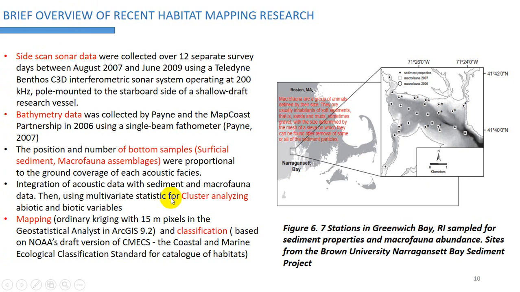And in this paper, they also use a method called cluster analysis, a kind of statistical method for this research, and mapping by objects and classifications based on the norm versions, about the catalogs of habitats. And this one is the picture of the stations in their study area in Greenwich Bay.